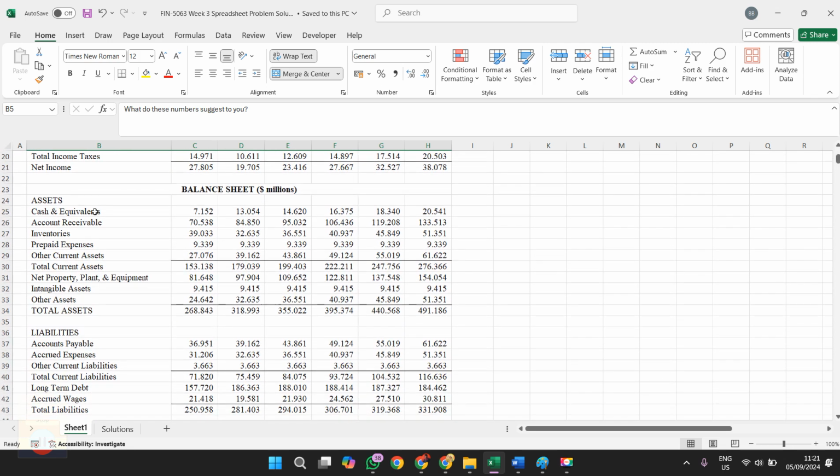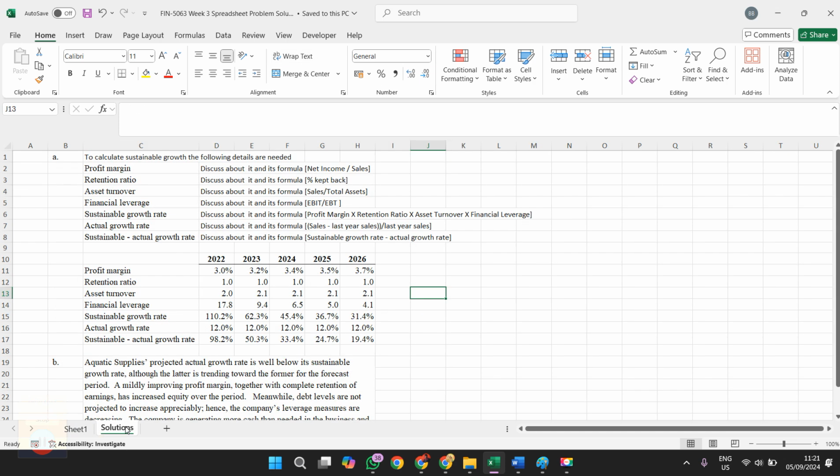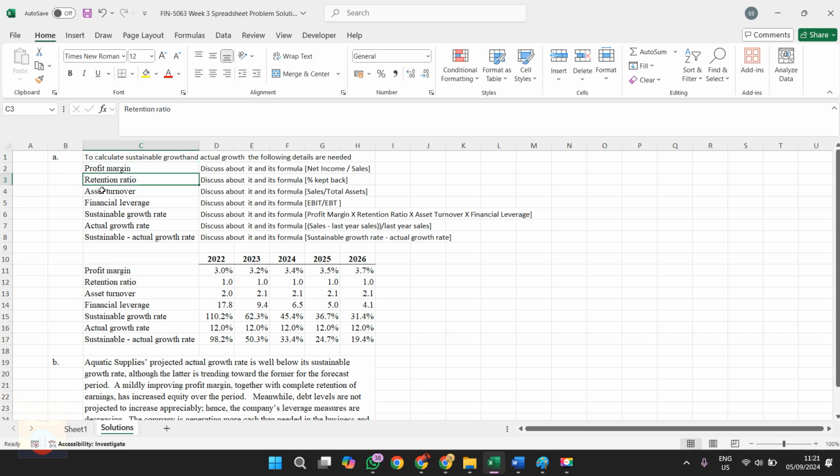So this is the data, and I have provided solutions in a different page. Let me show you the results. In order to calculate sustainable growth and actual growth, the following details are needed: profit margin, retention ratio, asset turnover ratio, and financial leverage ratio. So these ratios are important. Based on these ratios, we will be calculating the sustainable growth rate.